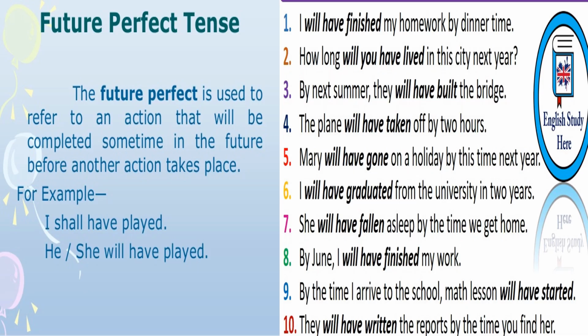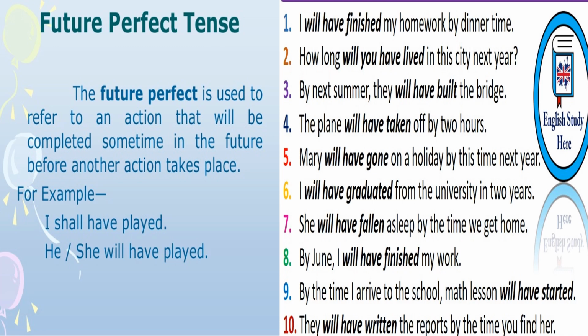Let's look at the definition for future perfect tense. The future perfect tense is used to refer to an action that will be completed sometime in the future before another action takes place. Children, it's very simple. It says that an action will be completed or finished by a certain time in the future before another action can take place. Understood, children?